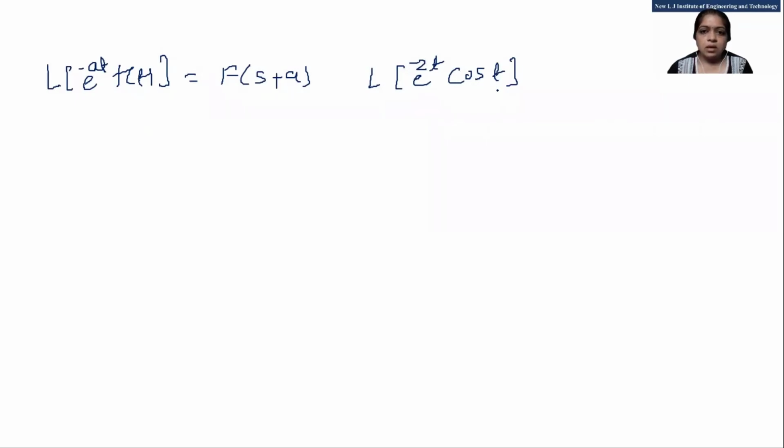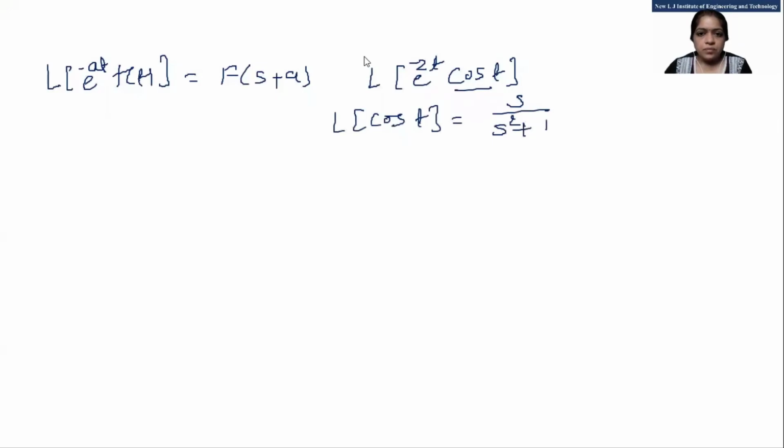Many students are also doing the formulas simultaneously with me. Very good. See, this is the first shifting theorem. For solving this example, what to do, students? First, we have to find the Laplace of cos t. Then we have to apply the first shifting theorem. Laplace of cos t is s upon s square plus 1, right?